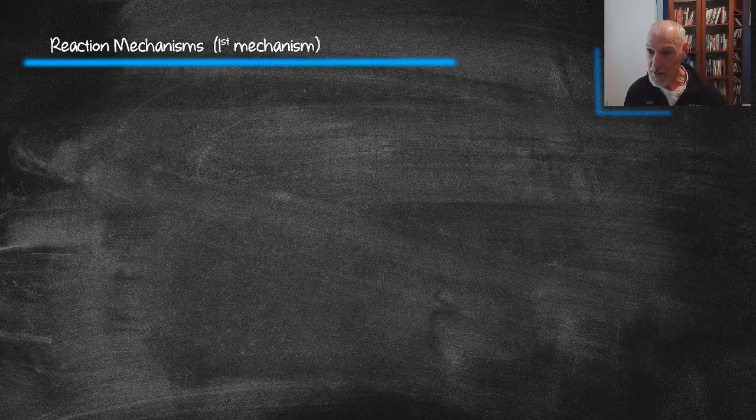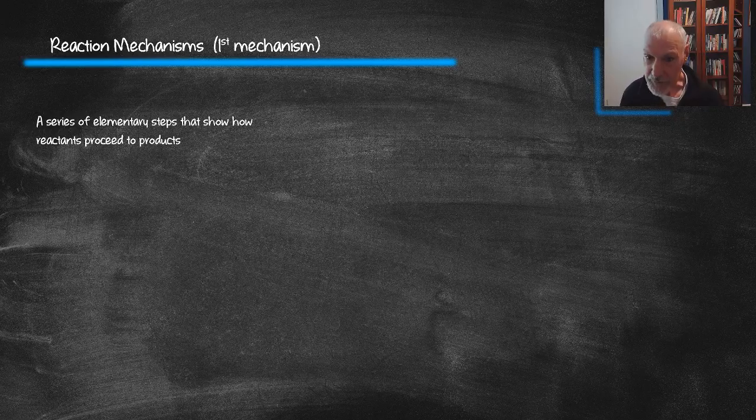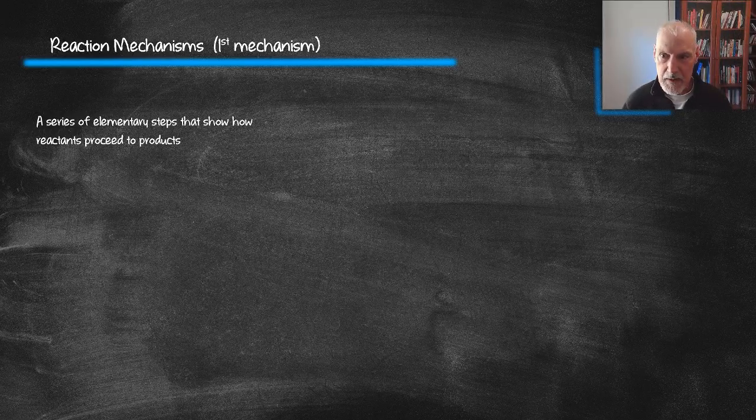This program is about reaction mechanisms. A reaction mechanism is a series of steps that show us how reactants proceed to products. Now, what's meant by an elementary step? An elementary step is either a single particle breaking down or two particles colliding.